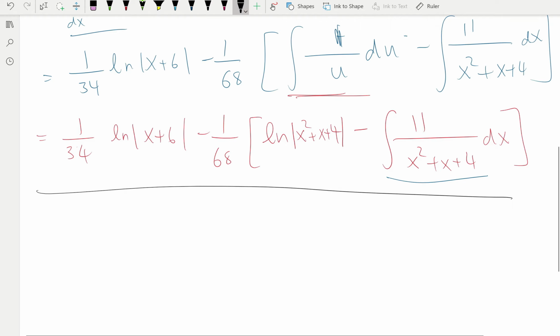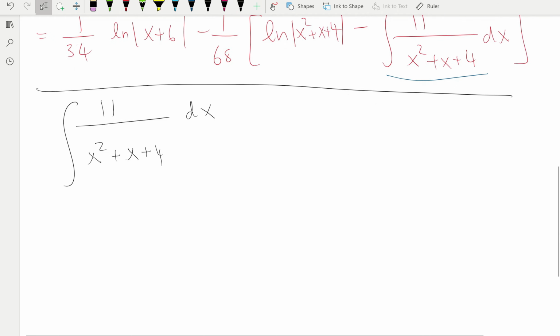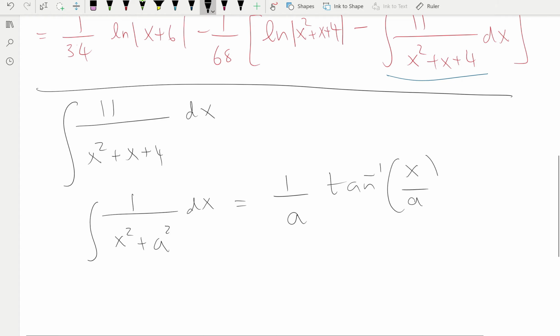So let's take that integral separately: integrating 11 over x square plus x plus 4. As I said before, this is a constant over a quadratic function, so we are going to use the tangent inverse rule. But we have a complication here. The tangent inverse rule says, if we have a sum of squares, x square plus a square, then you can use the tangent inverse rule. But again, look at this problem. We have this x term as an obstacle, right? X square is there, 4 you can think of as 2 square, but what are we going to do with that x?